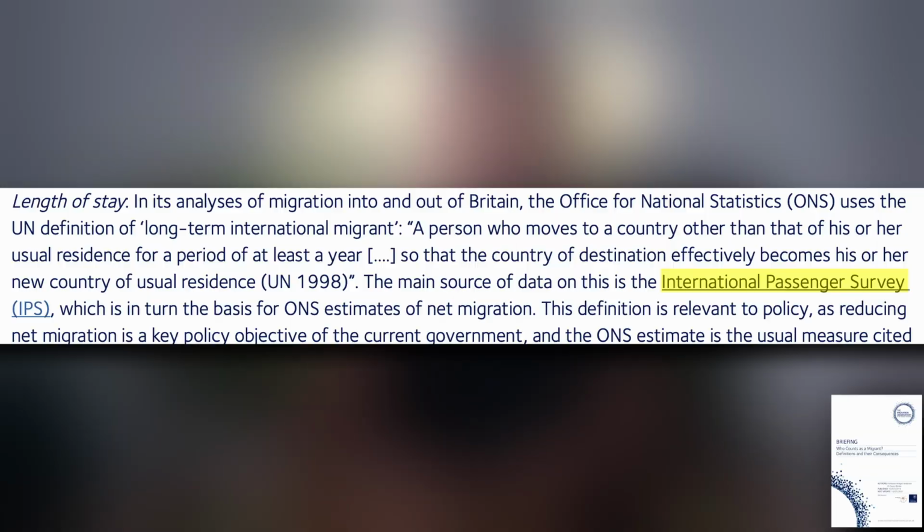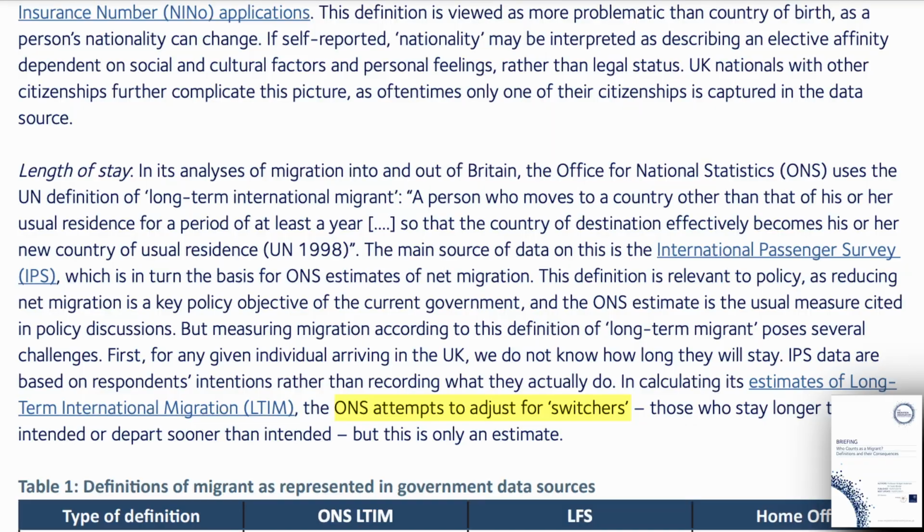The ONS pull their data from the International Passenger Survey. The key issue here is that it relies on people to self-report their intentions and not what they actually end up doing. In calculating their estimates for long-term international migration, the ONS do attempt to account for those that switch.